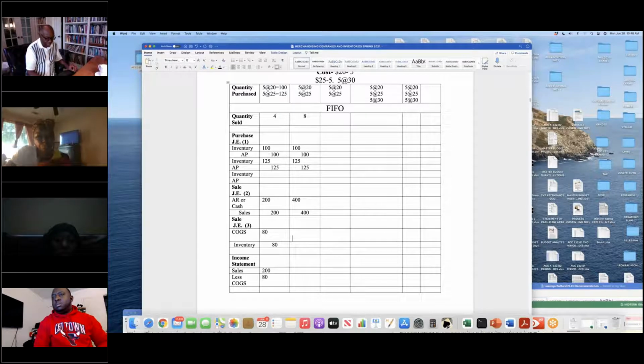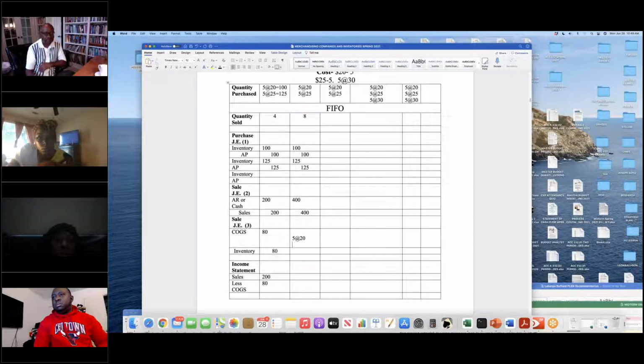So you're gonna have 5 at 20, and then you're gonna have what? 3 at 25, right? Yes. So 5 at 20 plus 3 at 25 is gonna give you what? 175. That's gonna give us 175. We run our shoe store. So we debit cost of goods sold and credit inventory for 175.